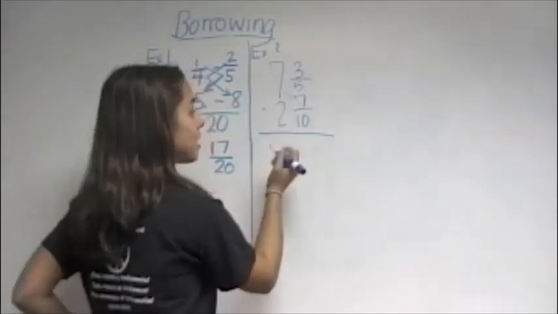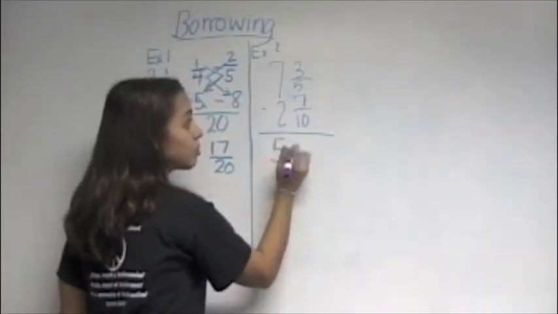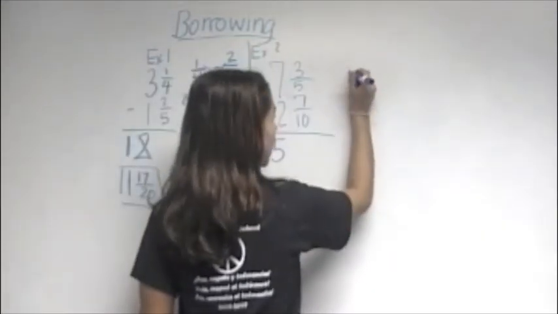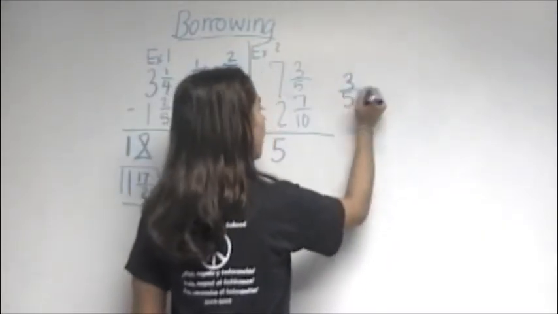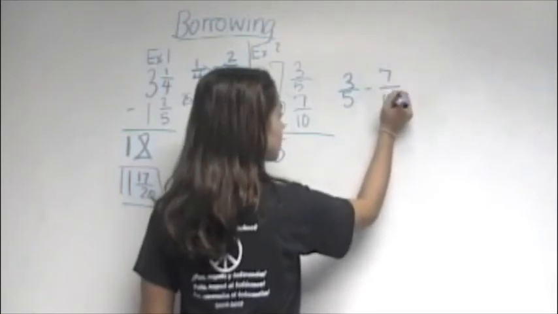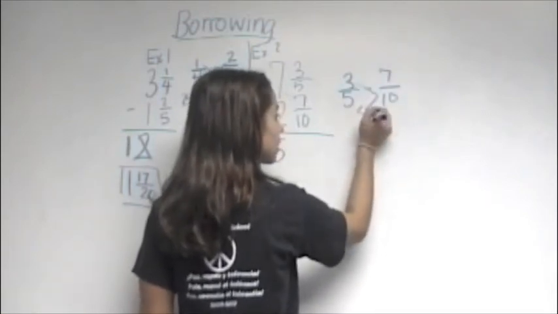Our second example is this. Subtract whole numbers. 7 minus 2 is 5. Bring your two fractions off to the side. 3/5 minus 7/10. Use flying X.